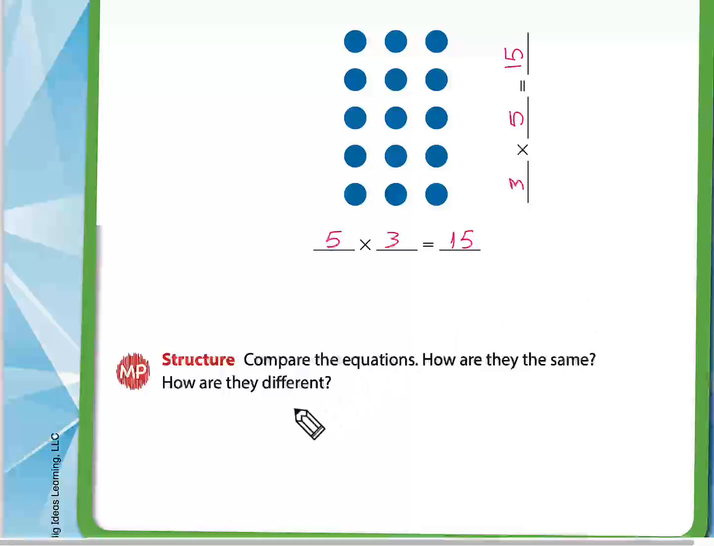And now we have this question: compare the two equations. How are they the same and how are they different? Okay, my heroes, how are they the same? As you can see, the numbers that we are multiplying are the same, 3 and 5. We call them factors. So the factors are the same. And also the answer, the product. The product is also 15, the same.